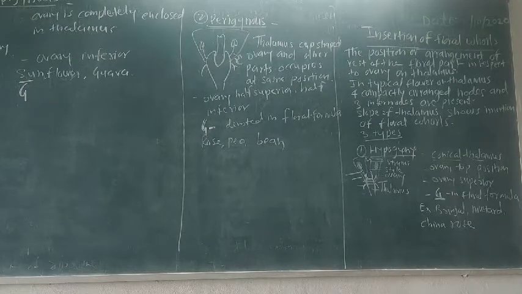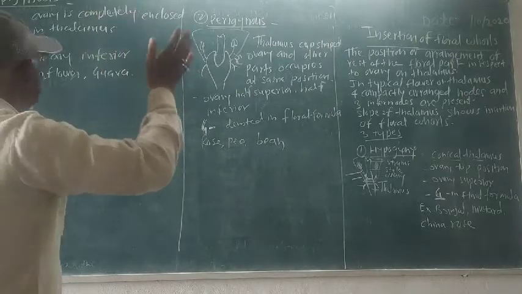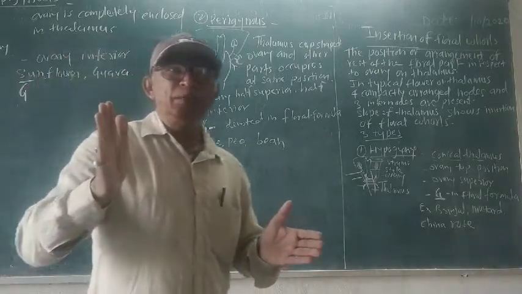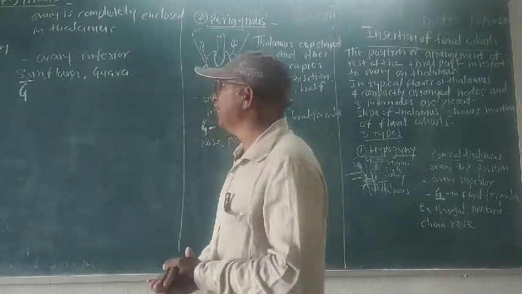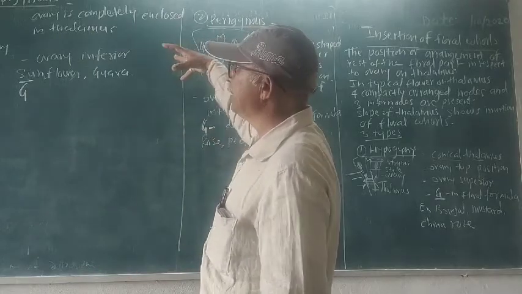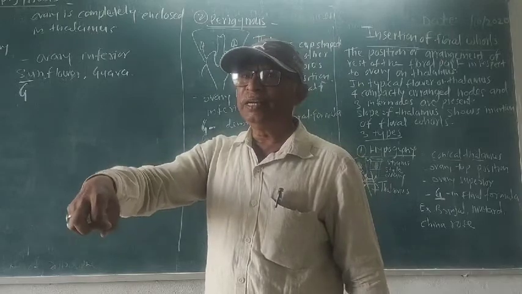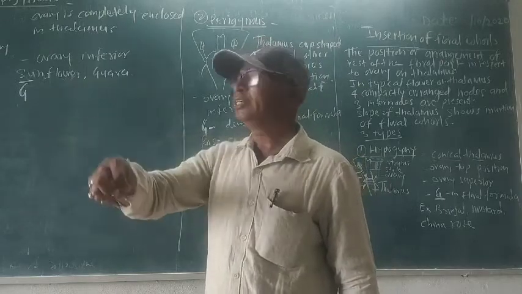Now we know what epigyny is. Epi means above. Above what? Above the ovary. What are present? The floral whorls are present. Here the ovary is completely enclosed in the thalamus. Where is the ovary situated? It is completely enclosed in the thalamus.